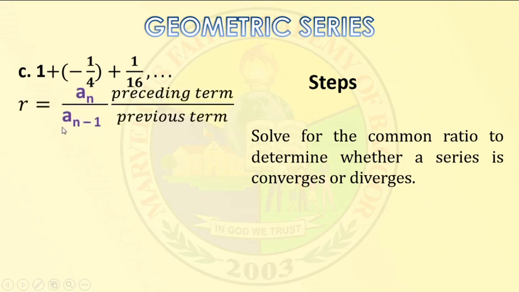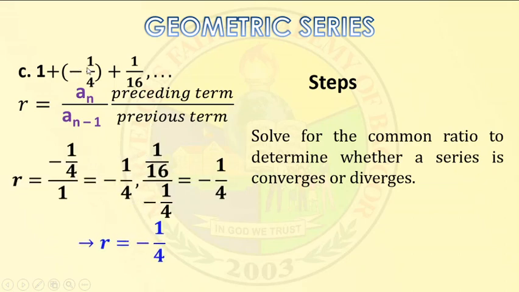Okay, so using the formula for finding the value of the common ratio, a sub n over a sub n minus 1, or preceding term over the previous term. Okay? So, ang preceding term natin dito ay negative 1/4 at ang previous term ay 1. Okay? Negative 1/4 divided by 1, the answer is negative 1/4. Okay? Next, ang preceding term ay 1/16 at ang previous term ay negative 1/4. Okay? 1/16 divided by negative 1/4, the answer is negative 1/4.